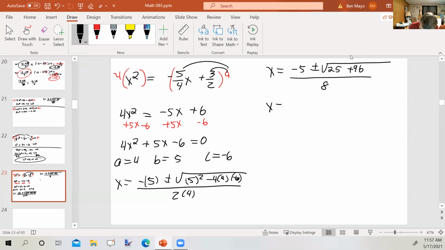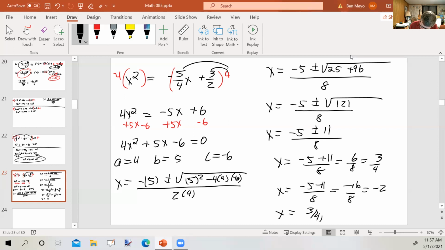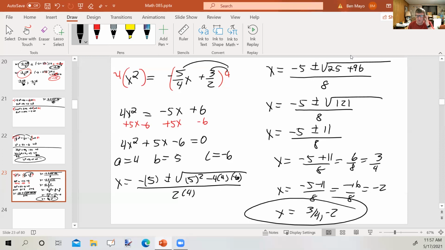So now x equals negative 5 plus or minus the square root of 121 all over 8. Okay. But 121 is a perfect square. The square root of 121 is 11. Nice. So now x equals negative 5 plus 11 over 8, which is 6 over 8, or 3/4. X equals negative 5 minus 11 over 8, negative 16 over 8, which is negative 2. So x is 3/4, and x is negative 2.